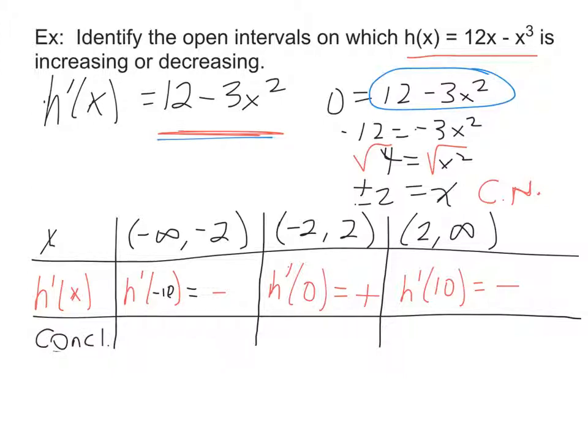Okay, so, since on this first interval, negative infinity to negative 2, the first derivative is negative, that tells me the function is decreasing in this interval. From negative 2 to positive 2, the derivative is positive, so my function is increasing. Now the function is h, not the derivative, but the function. The derivative is positive, that means the function is increasing. For the last interval, the derivative is negative, that means the function is decreasing.